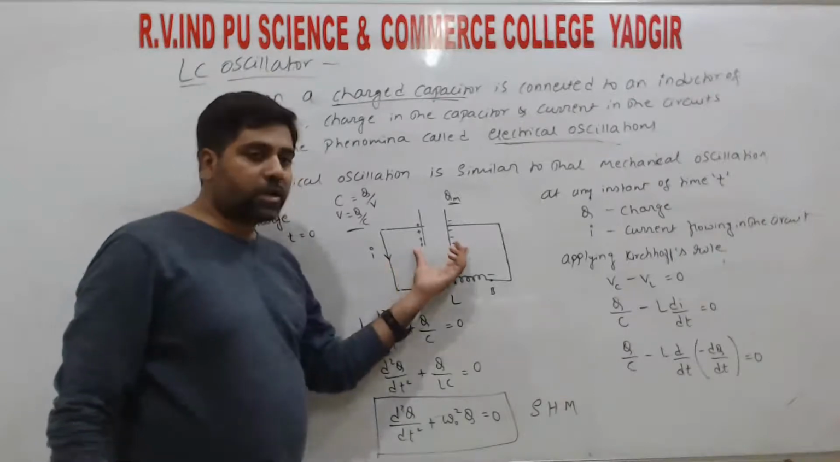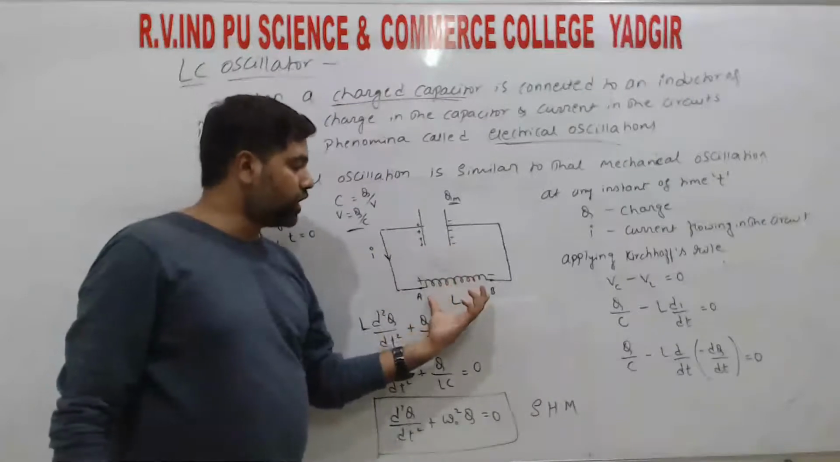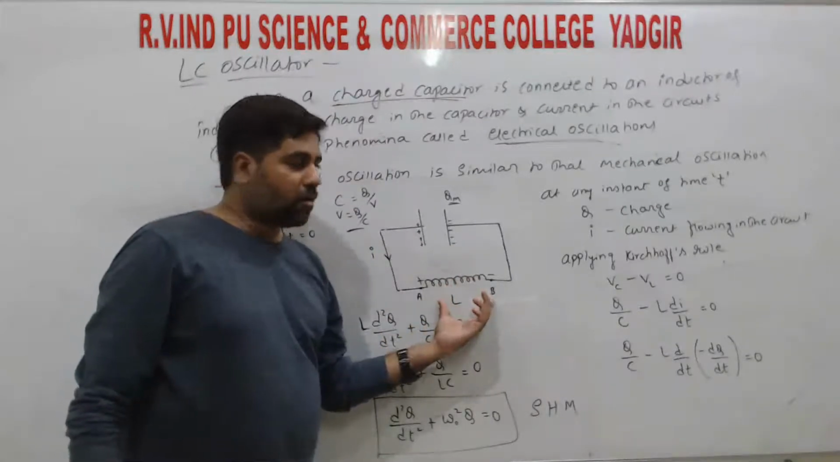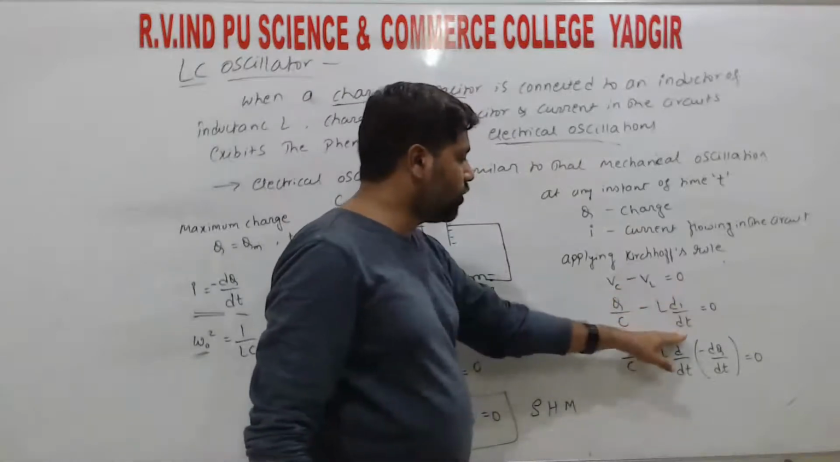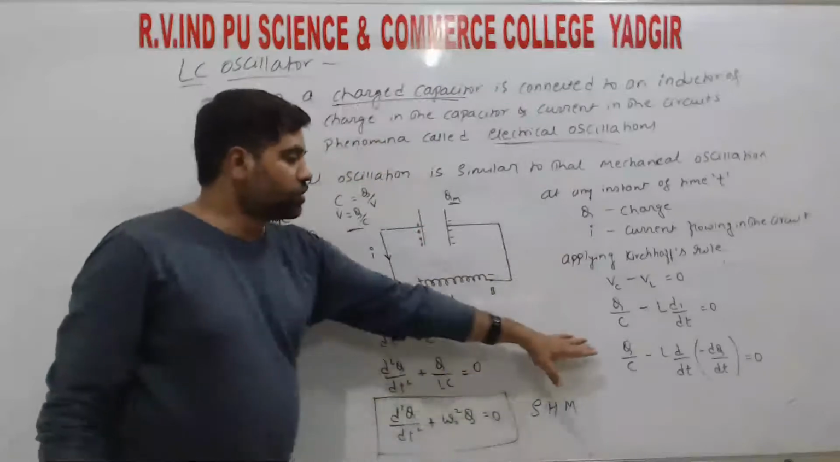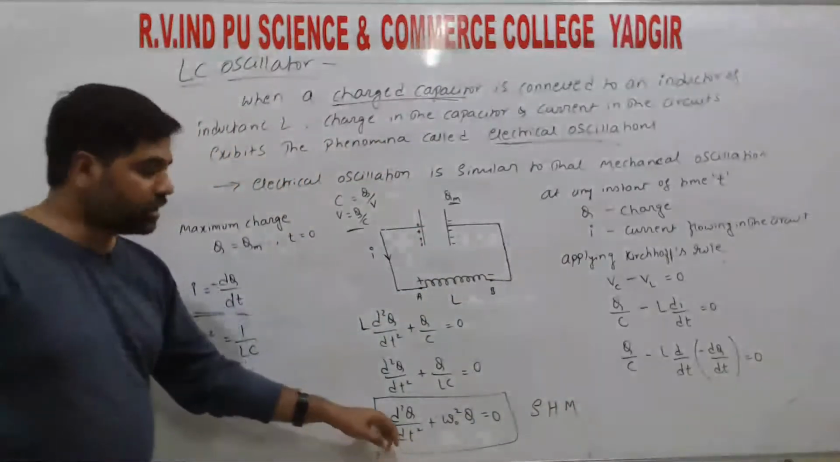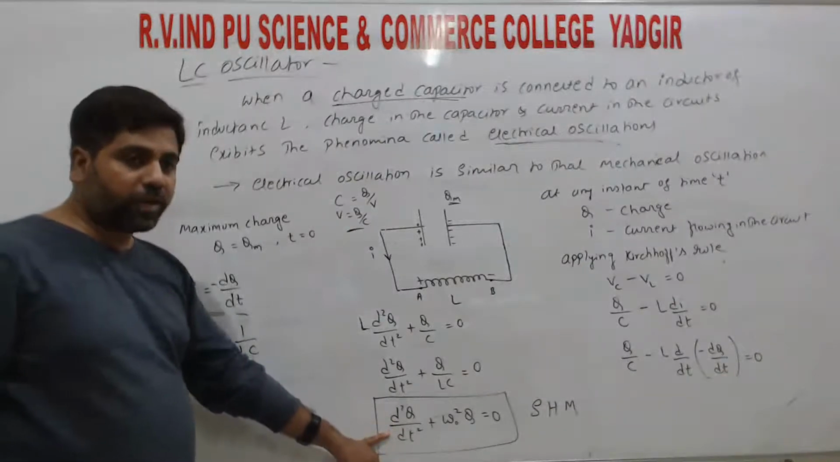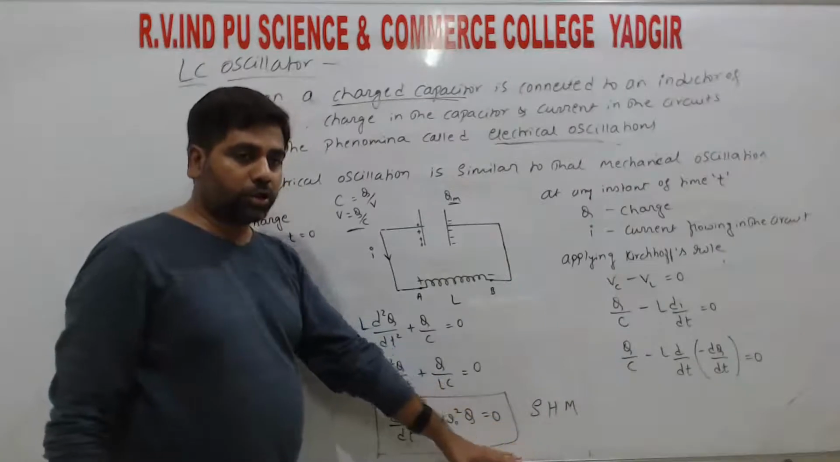Now applying the Kirchhoff law, the voltage across the capacitor is equal to the voltage across the inductor, or we can write Vc minus Vl is equal to 0. These are from the formulas for the voltage across the capacitor and inductor. Substituting the values and simplifying, we get the relation. This relation is the second order differential equation, which represents the simple harmonic motion, right?